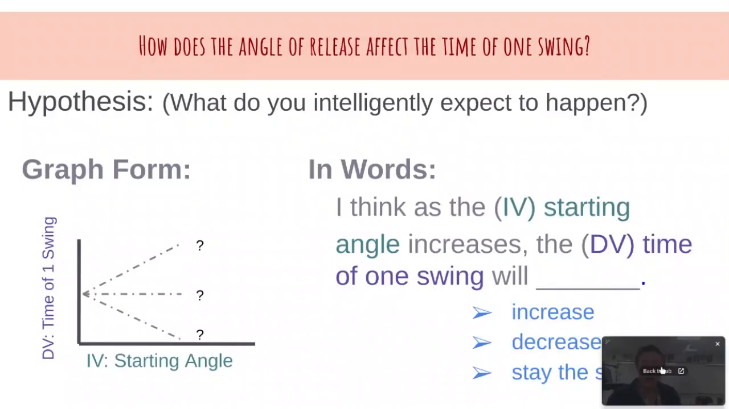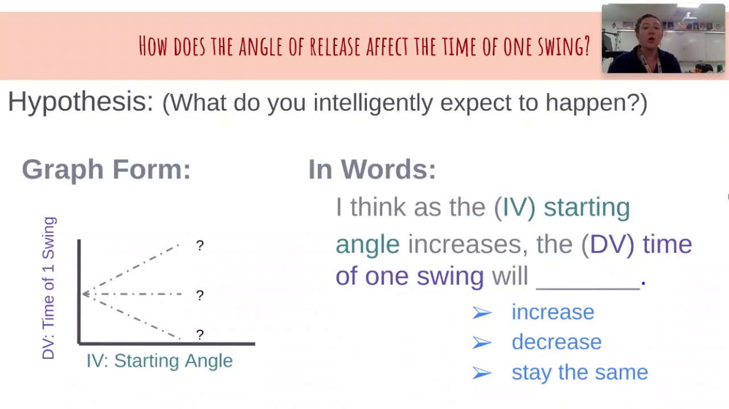Okay, before we get started, let me move myself over here. We're going to make a hypothesis, a prediction. This is related to the research question: how does the angle of release affect the time of one swing? Now, it's probably easier to do this in words. You'll start off by writing, I think that as the starting angle increases, as we get higher and higher, the time of one swing will, and you're going to write increase, decrease, or stay the same. And then you're going to make a graph of it.